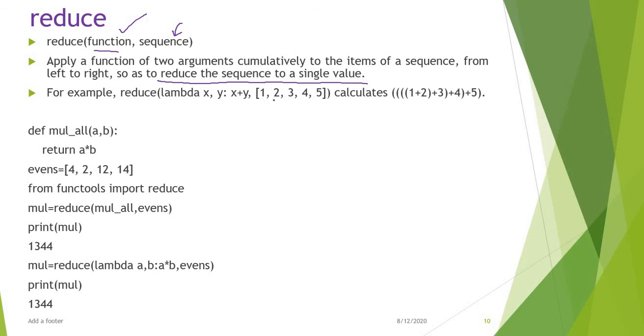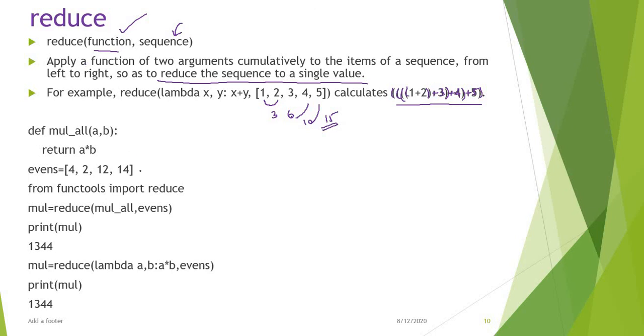For example, 1 2 3 4 5, this is the list. Every time I will take 2 and add. 1 plus 2 is 3, then 3 plus 3 is 6, 6 plus 4 is 10, 10 plus 5 is 15. It will return 15. Look at the brackets carefully: 1 plus 2, then plus 3, then plus 4, then plus 5. In total we get 15.